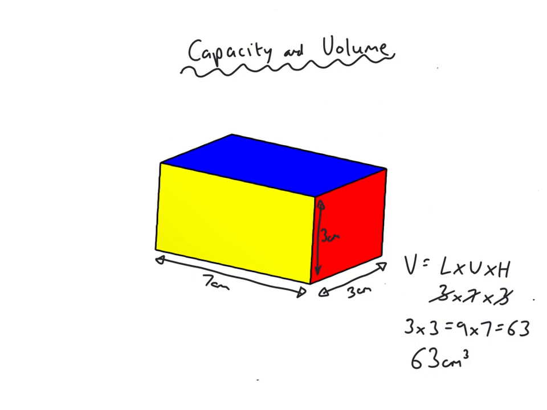Just to do it another way and prove that it works whichever way around you do it, I could start off by doing 3 times 7, which I know is 21, and then multiply that by the remaining 3, which again gives me 63. So it doesn't matter which way around you do your sum, as long as you multiply all those numbers together, that will give you the volume of the cuboid.